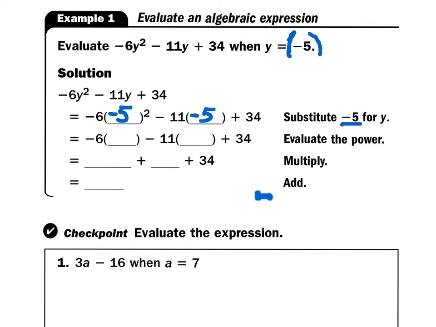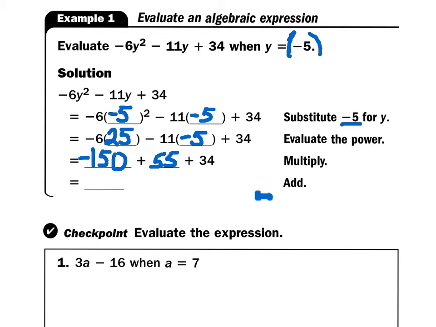Negative 5 times negative 5 is positive 25. And that's why it's important to have the parentheses there. Because if I didn't have the parentheses, it would be a negative 25. So, very important. And then I'm going to leave this negative 5 here and rewrite the rest of it. So now I'm going to multiply. Negative 6 times 25 is negative 150. And then negative 11 times negative 5 is a positive 55.